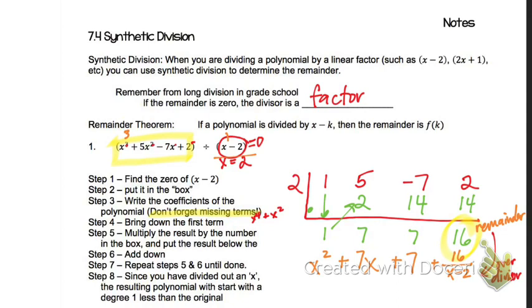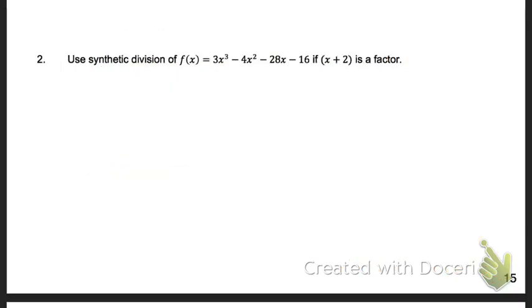And so this takes a little bit of practice, but you'll get the hang of it and it's going to get so quick. Okay, so use synthetic division. Here's my polynomial. Here's my factor. It tells me that it's a factor, so I should get a remainder of 0. And if you don't, then you did something wrong.